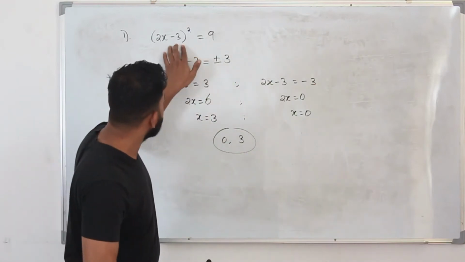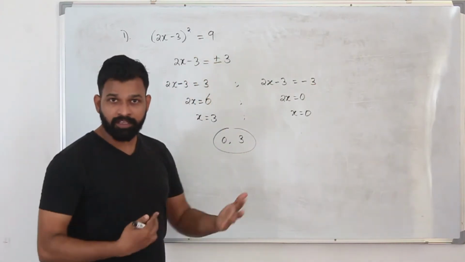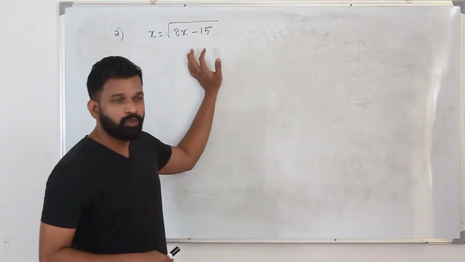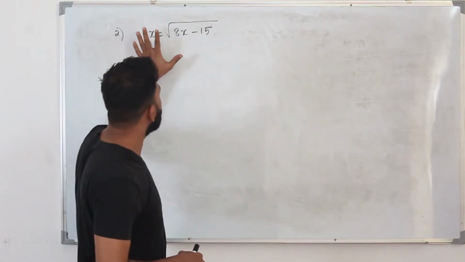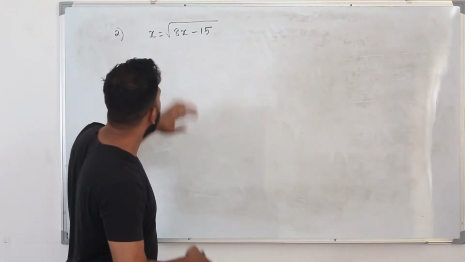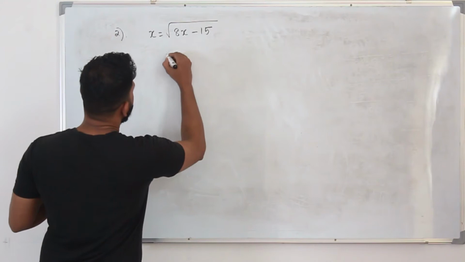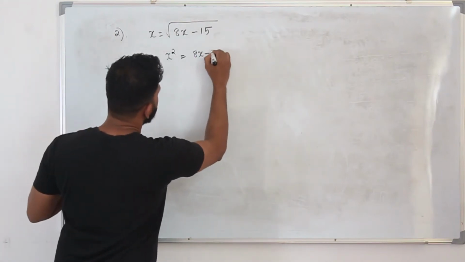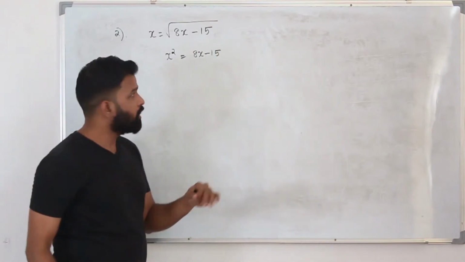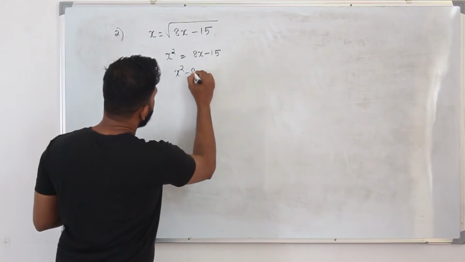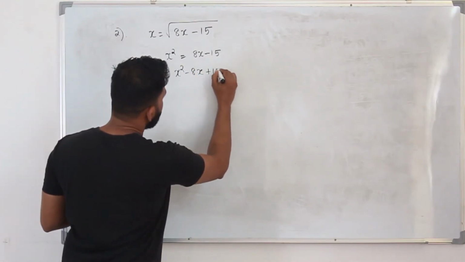If you want, you can expand and apply the product sum method. You will get the same thing, but this is the easiest way. Question number 2, they want you to solve this quadratic equation by factorization. So just square on both sides. It will become x square, and the square root will be gone, 8x minus 15. And when you put everything on one side, you will have x square minus 8x plus 15 equals 0.